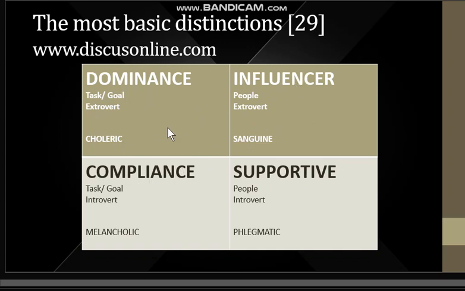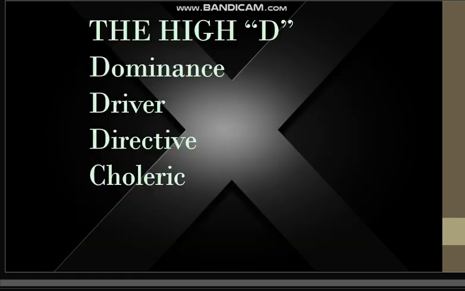Okay, but we're going to go through each one of these quadrants in turn and discuss their suitability for different areas of the project management matrix. Okay, so let's look at the high D. You've got dominance, driver, directive, and the old-fashioned term choleric, which, by the way, refers to the yellow bile, which is produced by the gallbladder. It is the substance that is produced when you have a surge of adrenaline, and that is really where this character profile is at. It's all about the adrenaline, okay?